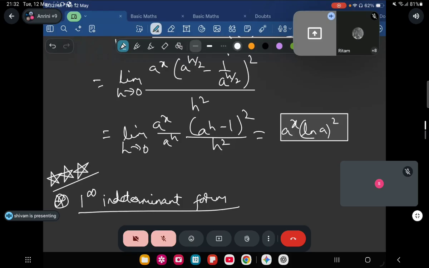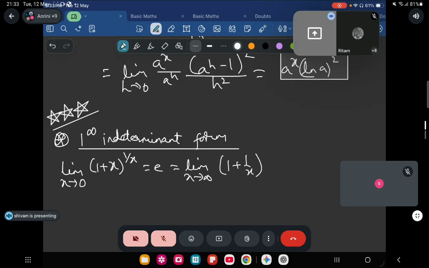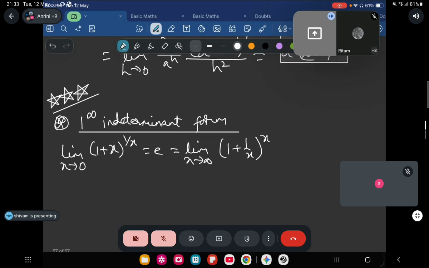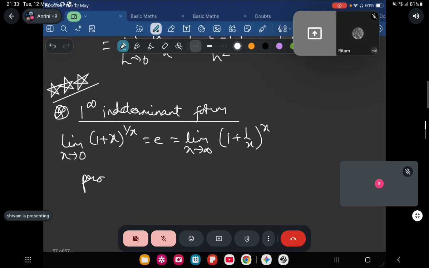1 to the power infinity indeterminate form. Pay attention. So I've got limit x tends to 0, (1 plus x) whole to the power 1 by x. This will be equal to e, which is equal to limit x tends to infinity, (1 plus 1 by x) whole to the power x. They both are the same. Let us see the proof. How are we getting e?